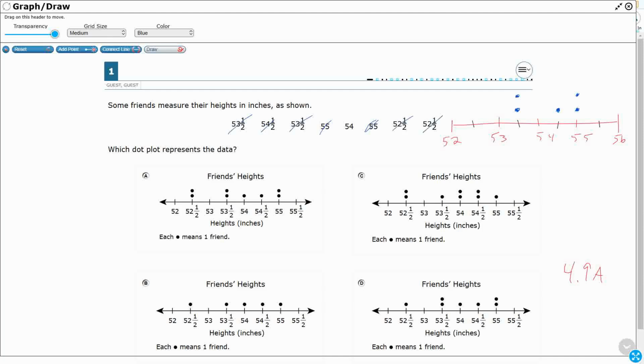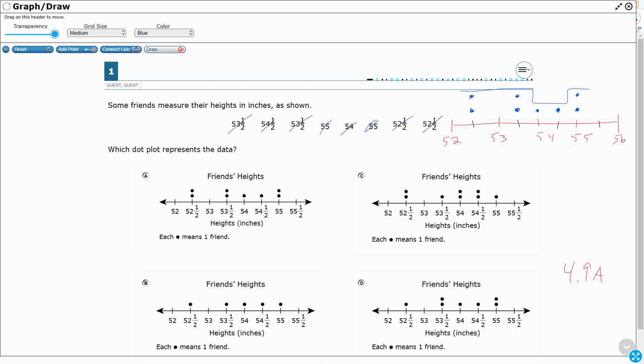I've got two 52 and a halves. So it looks like I've got quite a few halves, which may or may not be confusing, even though they're all marked on the answer selections. I didn't mark mine, but the answers have theirs. And then I need a 54, so that's going to be right there. So this is the shape that I'm looking for, right? I'm looking for 2, 2, 1, 1, 2.